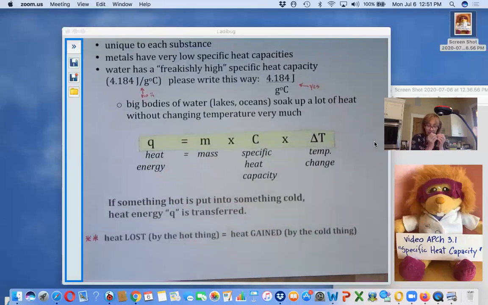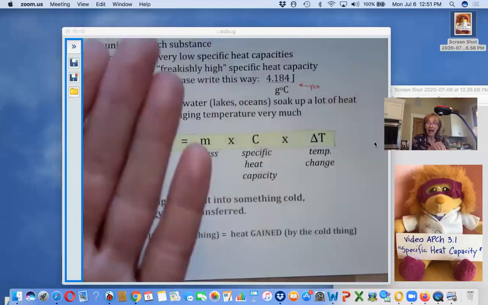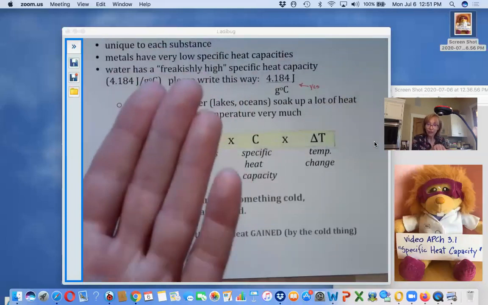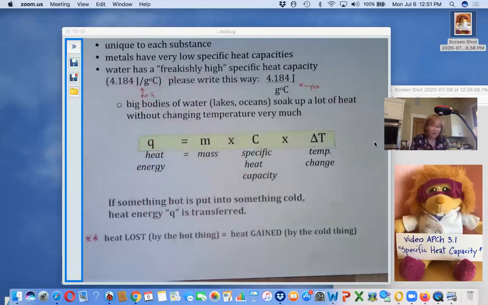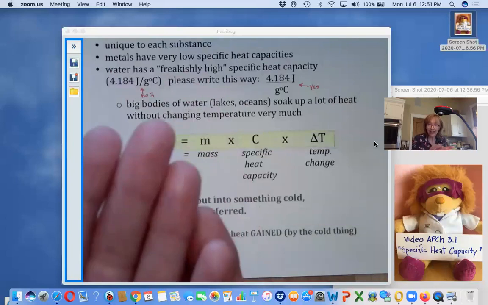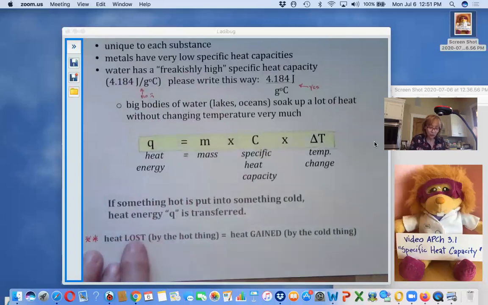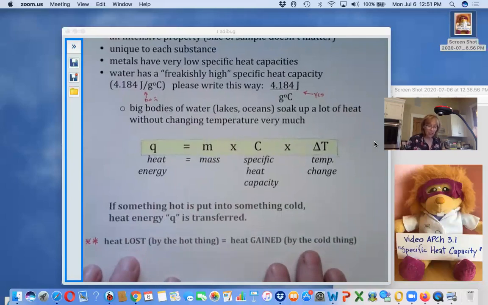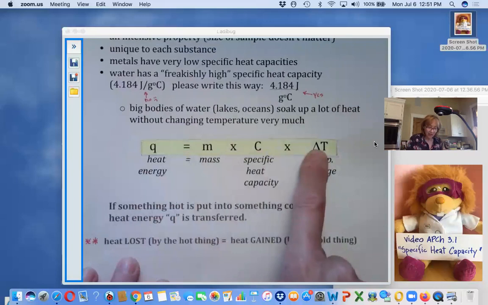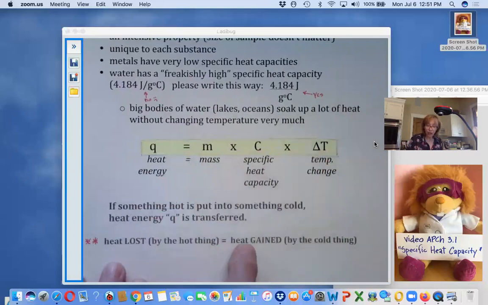So, common misconception, if you hold out your hand and put an ice cube on it, it's going to feel to you like the cold of the ice cube is going into your hand. That's not the case. Instead, the hotter thing, in that case your hand, is going to lose heat energy to the ice cube, and the ice cube will gain that heat. When we do our problems in the lab using calorimetry, we'll use this equation and this idea a lot.